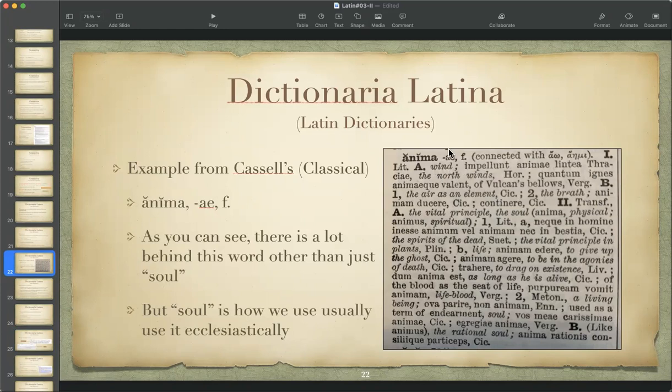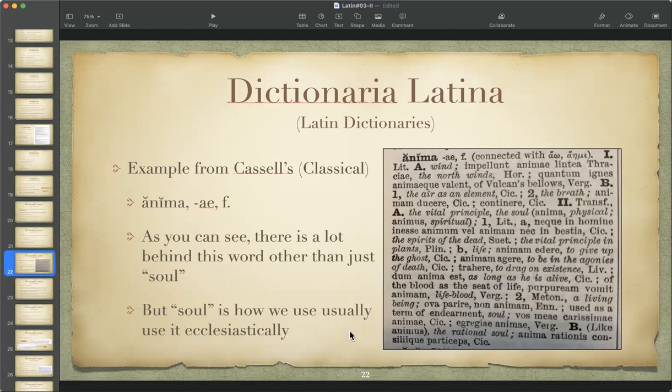And that's the other thing, the dictionaries will also give you a lot of information. Okay, animam edere, to give up the ghost. That literally means to emit the soul. Is the CIC Cicero? Yes, it is. You'll see a bunch of strange abbreviations. This is Horatio or Horace, I guess, in English, Virgil, Cicero. Yeah, you'll see a lot of Ciceros in there.